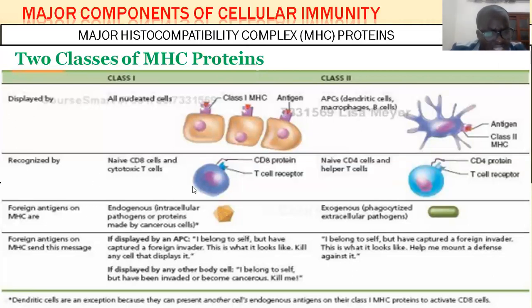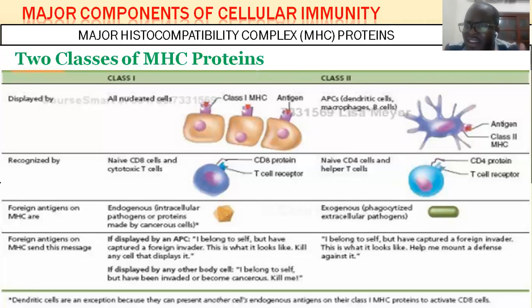So now, when there's this presentation of the foreign antigen on the major histocompatibility complex, what kind of foreign antigen is found on major histocompatibility complex class 1? You have endogenous intracellular pathogens, or proteins that are made by cancerous cells. So you have the endogenous antigens. It could be a cancer cell.